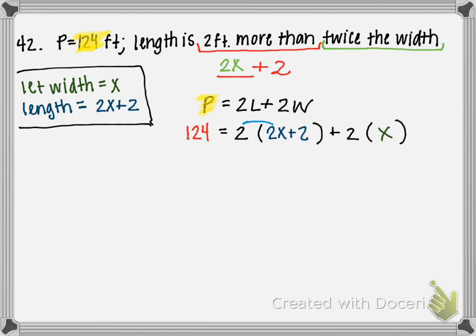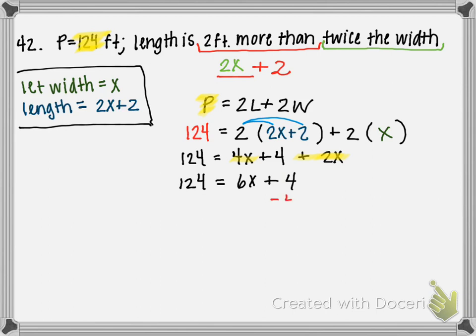So 2 can distribute here, and we'll be left with 124 equals 2 times 2x is 4x. 2 times 2 is plus 4, plus 2 times x will just give us a 2x. Like terms, 4x plus 2x. It's going to give me 124 equals 6x plus 4. Now we need to isolate those x's so we can get rid of the 4 by subtracting it. We're left with 120 equals 6x.